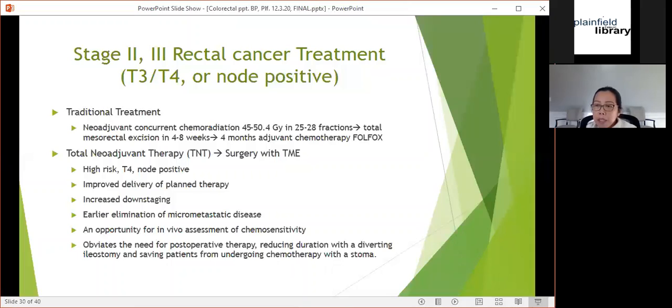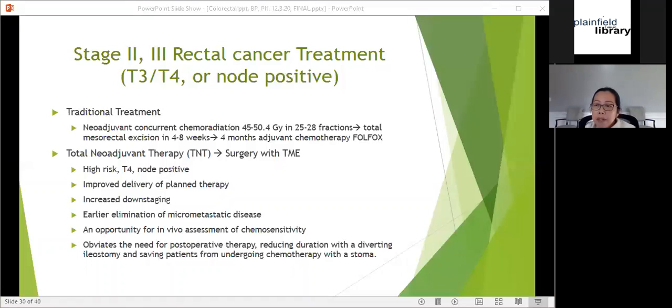Currently, total neoadjuvant therapy, also called TNT, is preferred, followed by surgical resection, especially for high-risk patients, those with a T4 lesion or positive lymph nodes. The benefits of TNT include improved delivery of planned therapy, increased downstaging, and early elimination of micrometastasis.